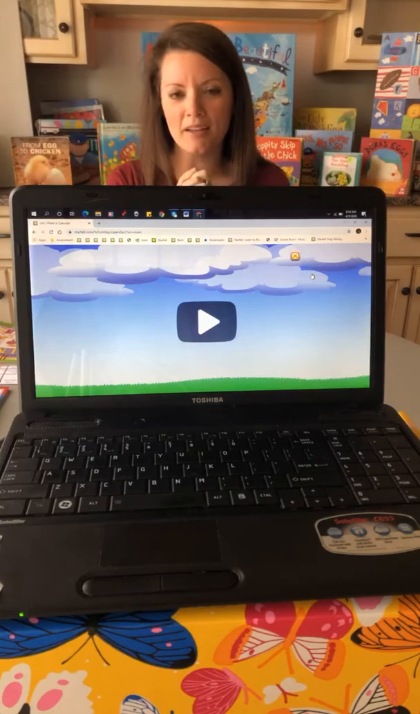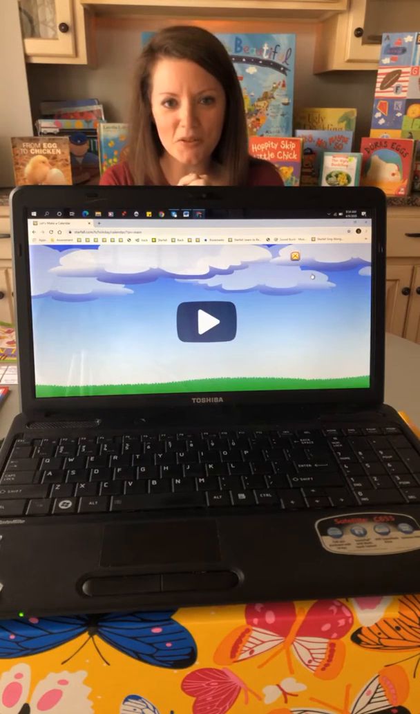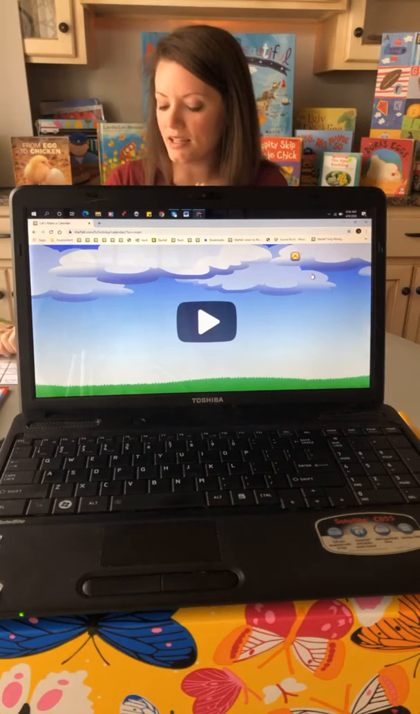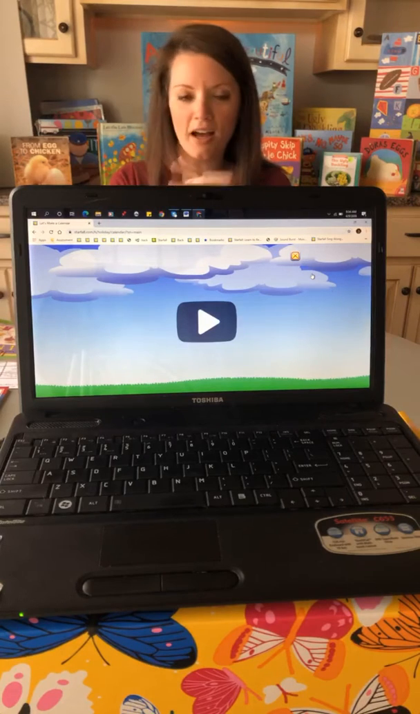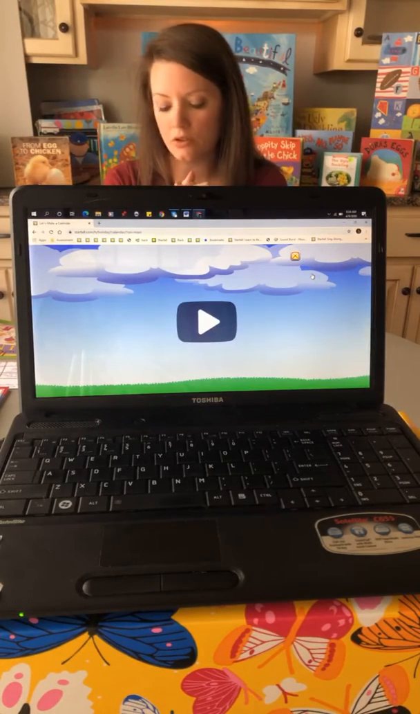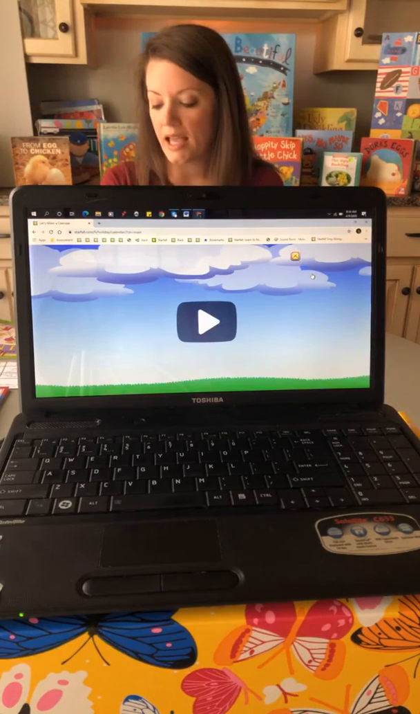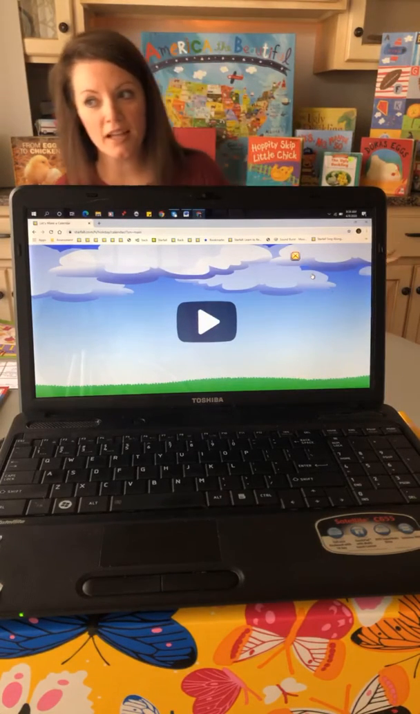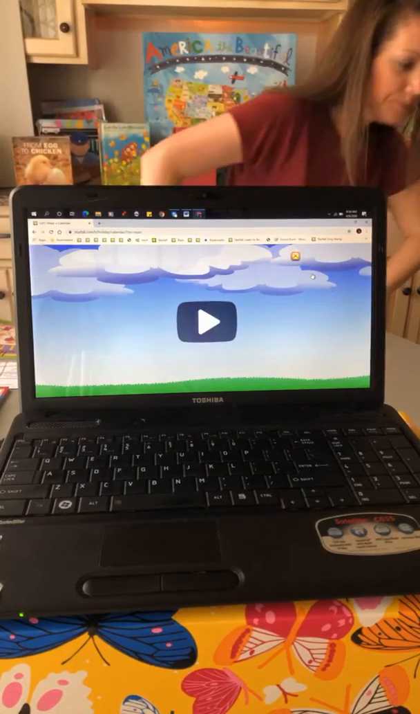Who's going to be my helping hand today? My helping hand today is going to be Levi. Levi has told me what part of the calendar he wants to choose for the background and his daily news. So let's get started with our calendar.